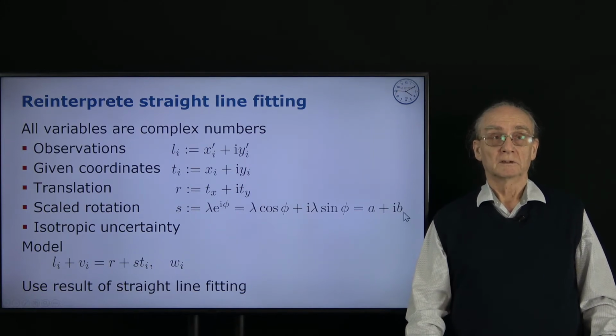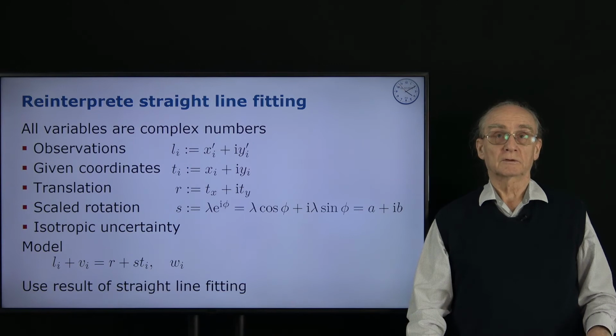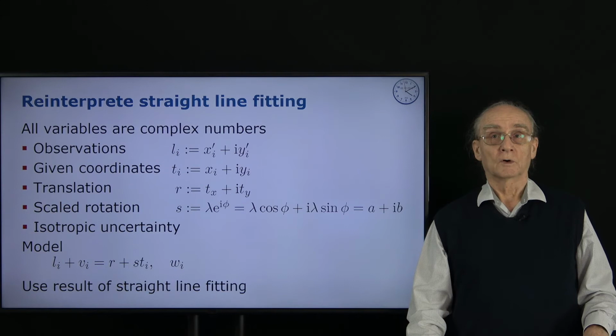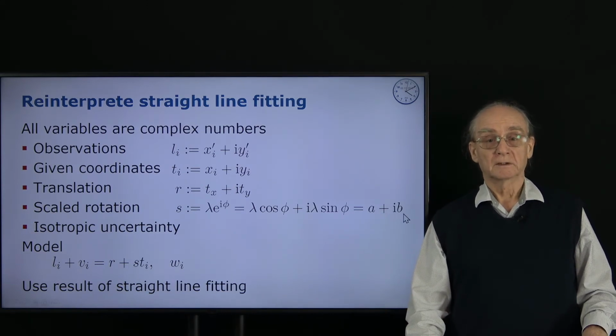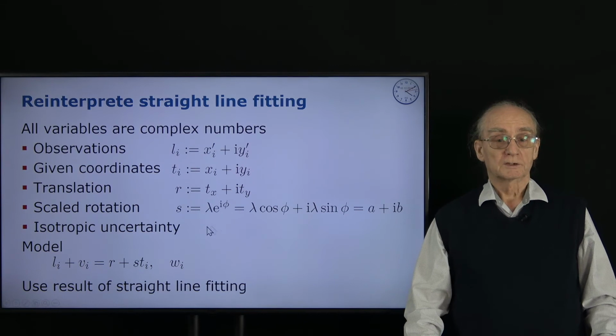And now you see what we discussed much earlier in this series, that you can write down the 2D similarity using only real numbers, namely a and b. And they are related to the cosine phi and the lambdas and the sine phi in this manner. So this is actually what we find out here in a very neat way. We assume isotropic uncertainty and have the following simple model.